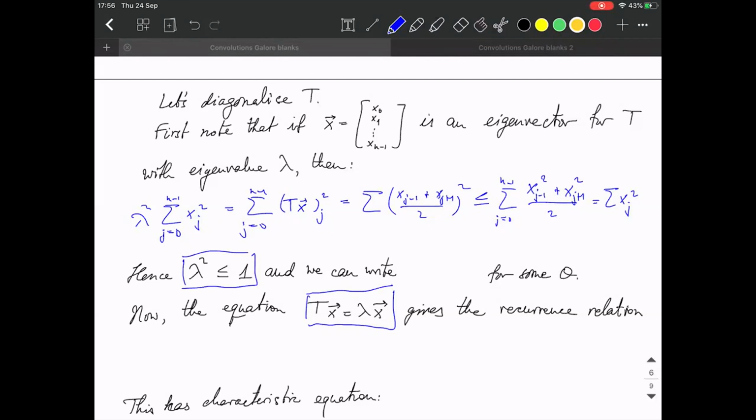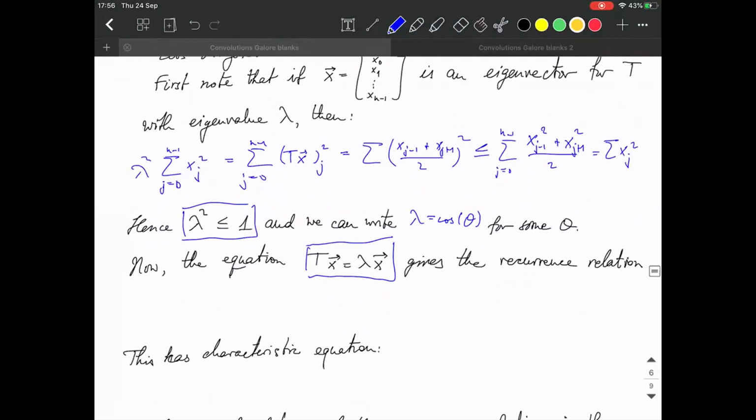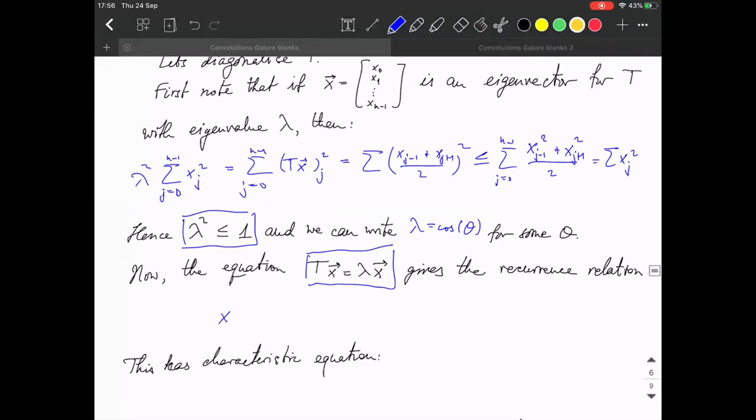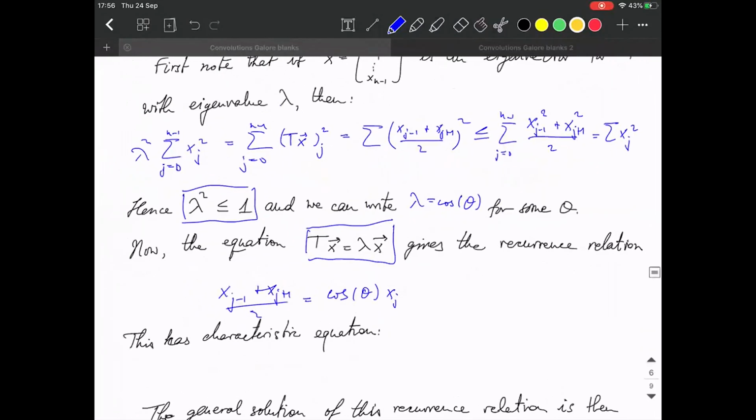And as another computational convenience trick, that means that we can set lambda to be cos theta. Okay, and with these computational tricks out of the way, what does the eigenvector equation look like? Well, it says (x_{j-1} + x_{j+1})/2 must equal cos theta times x_j. Or rearranging this, we arrive at a recurrence relation. It looks like this.